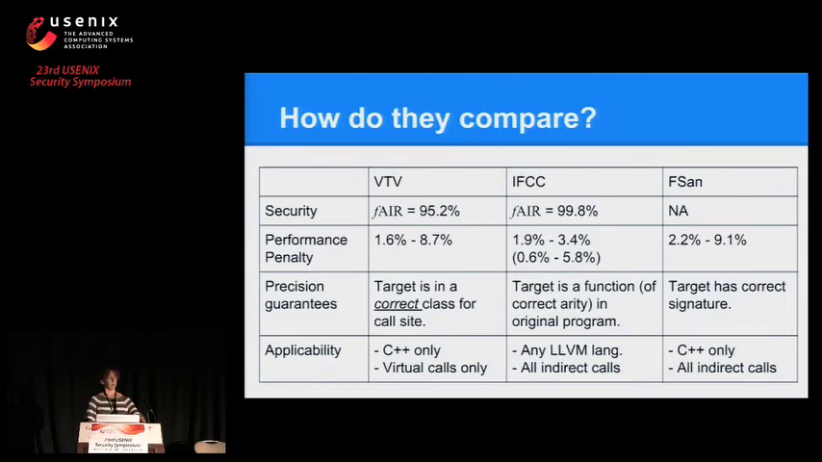The remaining forward edges that we did not protect with VTV, most of them turned out to be either C-style indirect function calls or indirect function calls that were in statically linked C libraries. And in IFCC, they were almost all in statically linked C libraries. Now, looking at the performance penalty, the first thing you need to understand is that in this kind of mechanism, you are going to have some kind of performance penalty because we are adding instructions to the execution stream, so it's going to have some effect.